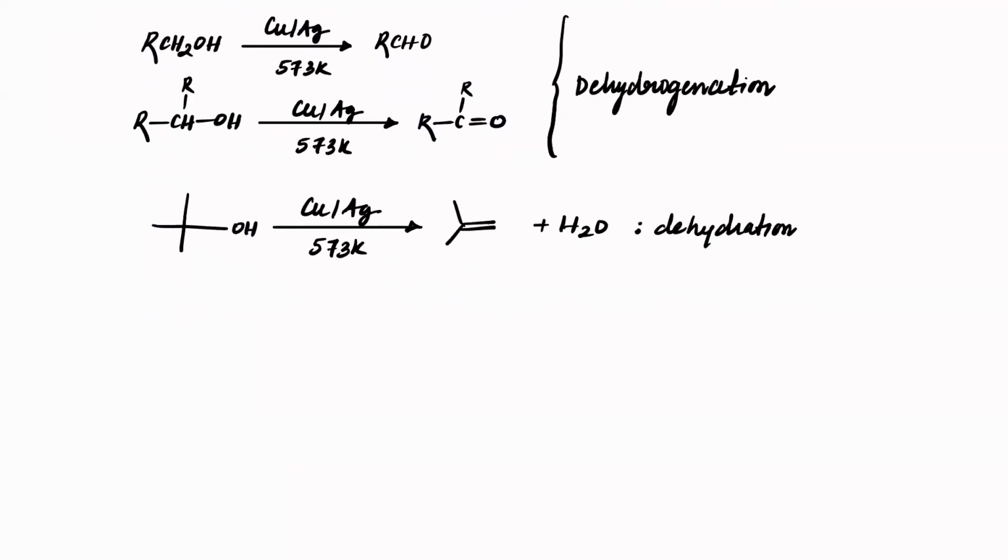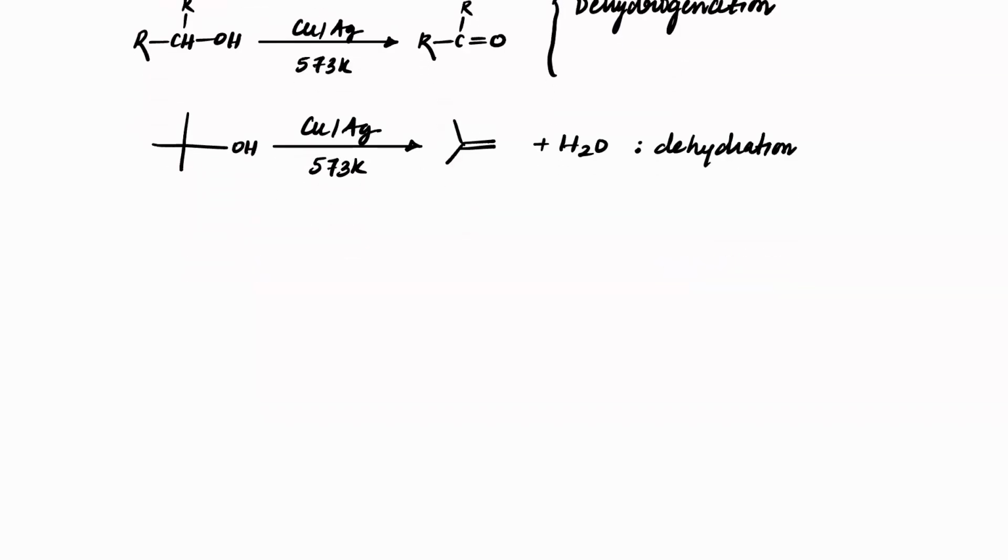Oxidation is happening. Copper and silver will get oxidized, and they will help in oxidizing the alcohol, releasing H2 gas. That is a dehydrogenation step. While in the case of 3 degree, it will lose H2O, which is dehydration. So there's not much to discuss in this case.